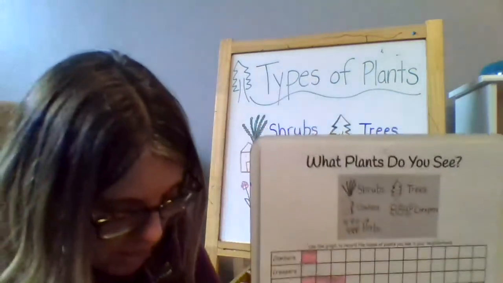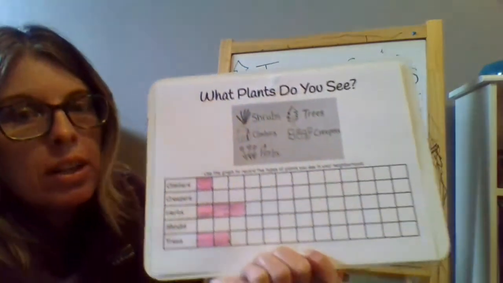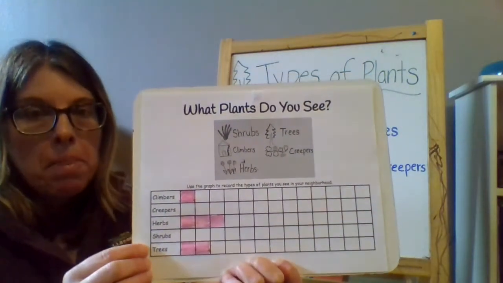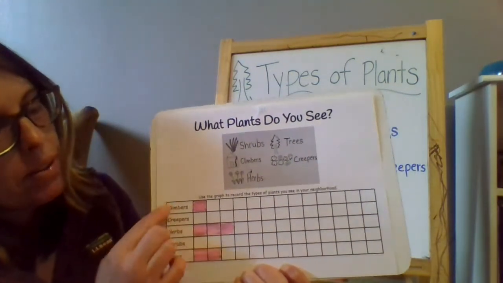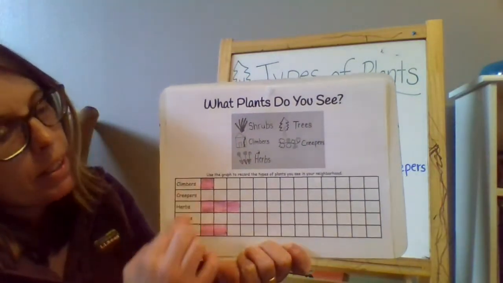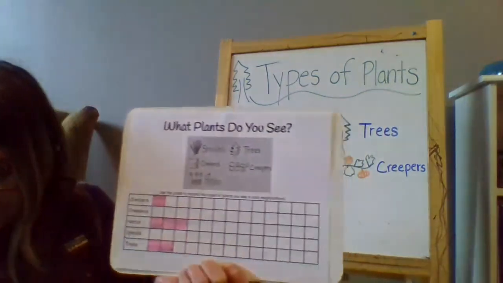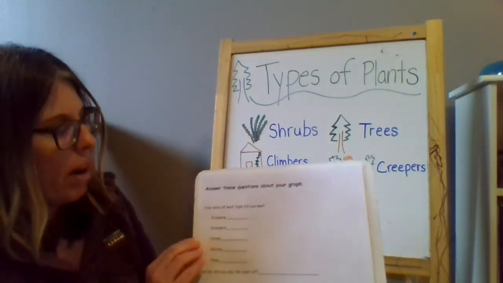When you finish that, there's some questions that I'd like you to answer about your graph. Now, this is one that you can print out. If you're not able to print it out, you can use some paper and just make these groups, kind of like what you did yesterday if you didn't have a printer. Write these names, draw some lines, and you can make your own graph to use.